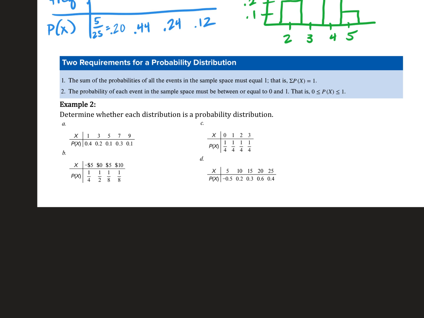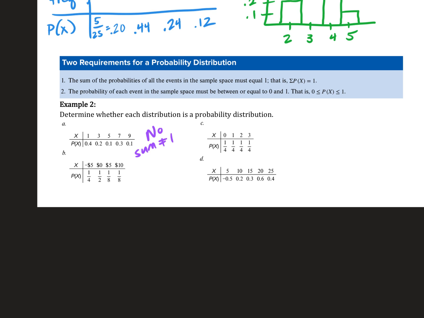So on A through D, determine whether each distribution is a probability distribution. You're basically going to add up your P of X and determine, does it equal 1 or not? No. So A is no, because the sum does not equal 1 or the sum is greater than 1. It doesn't matter to me which way you say that, but I'm usually going to ask you to justify your answer or explain your reasoning, so you need to tell me why or why not.